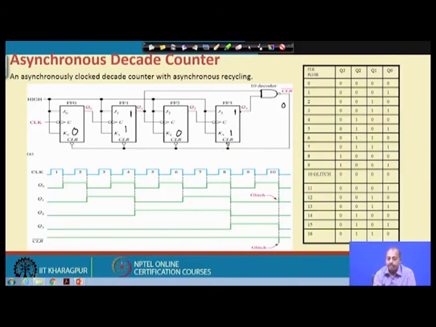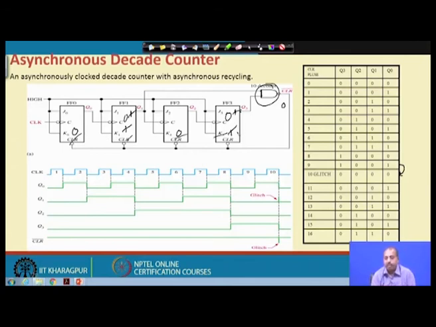Since this is a clear bar connection, as soon as this clear line becomes 0, all these flip flops will become 0. So essentially, after counting 9, when it goes to 10, it immediately comes back to 0. Of course, for a very small amount of time it will show the value 10, which is determined by the delay of this NAND gate and the delay of the clearing circuitry in the individual flip flops.